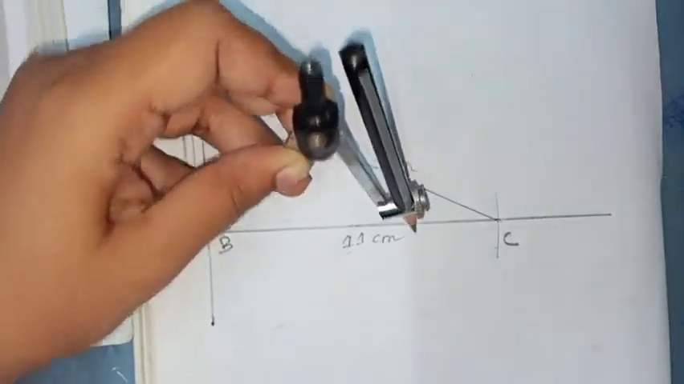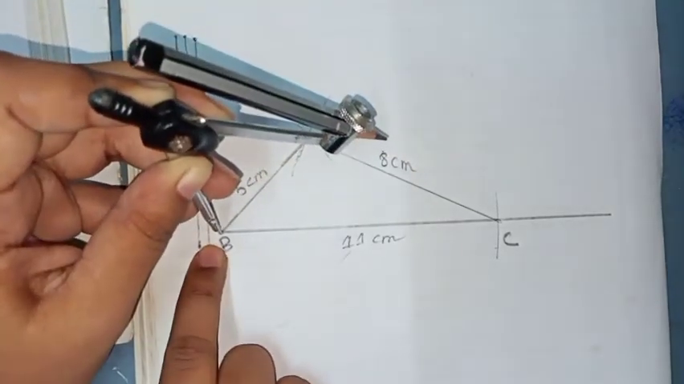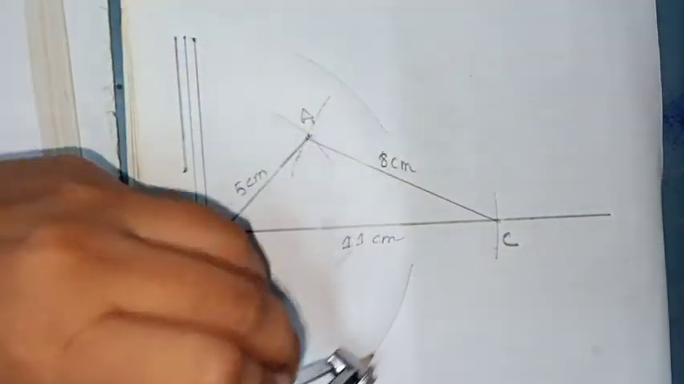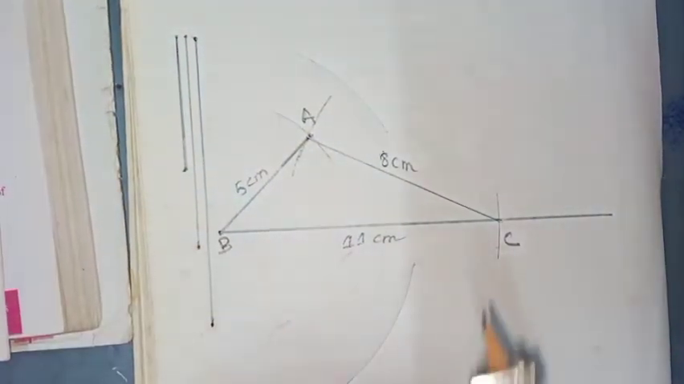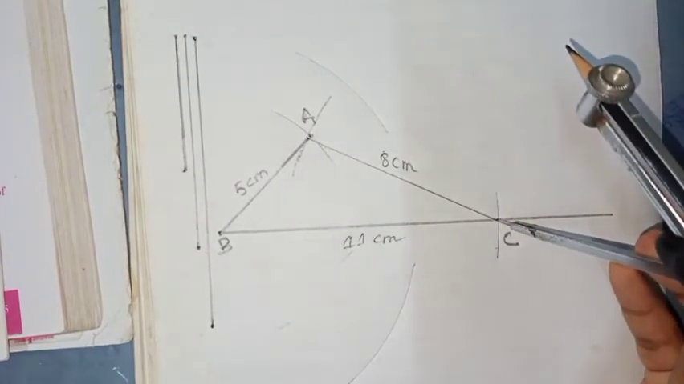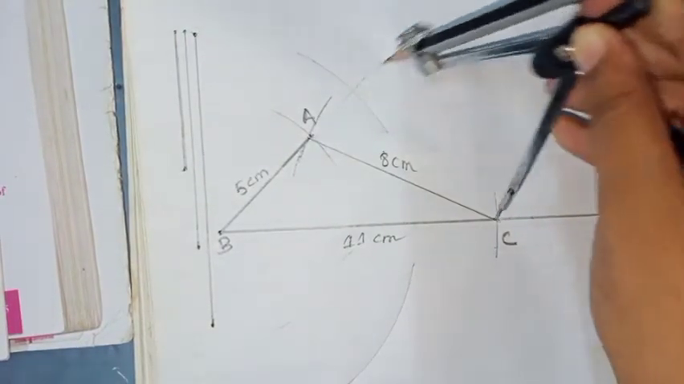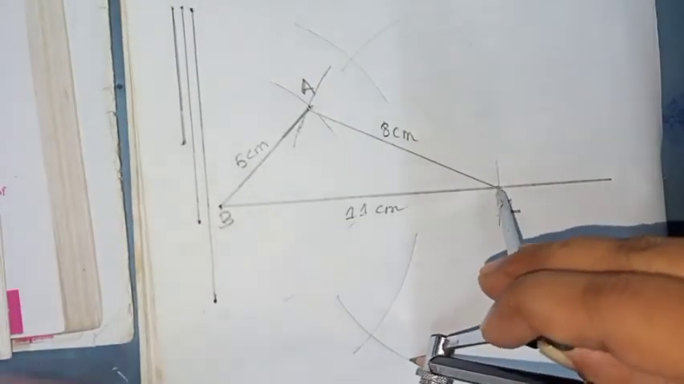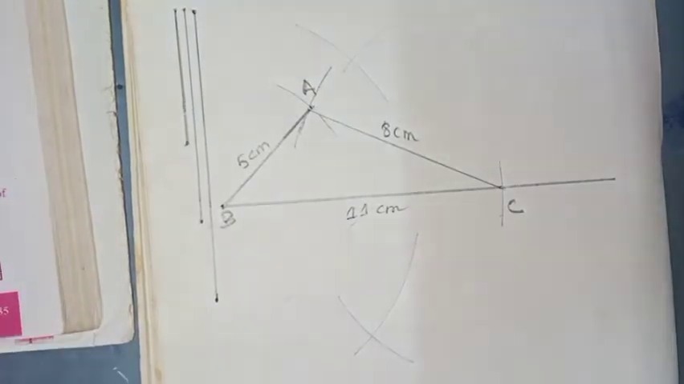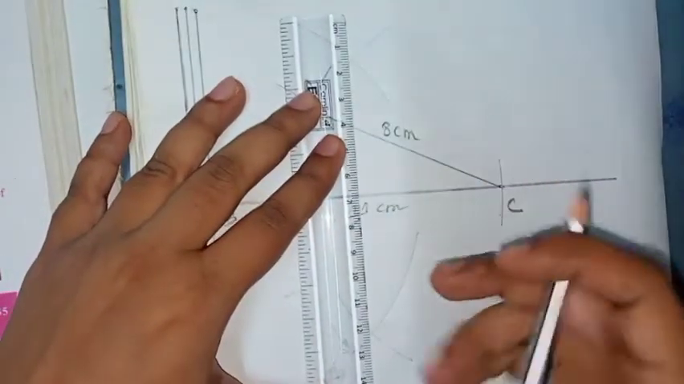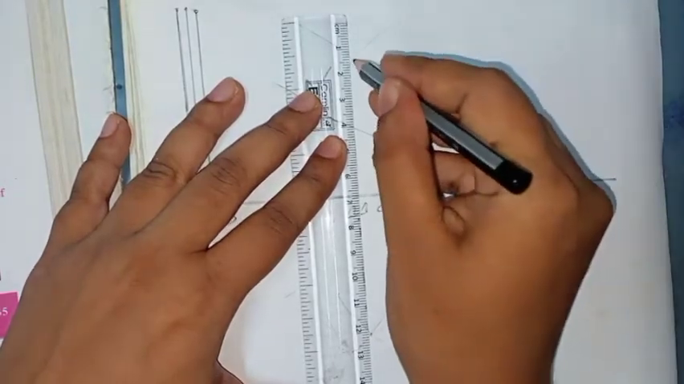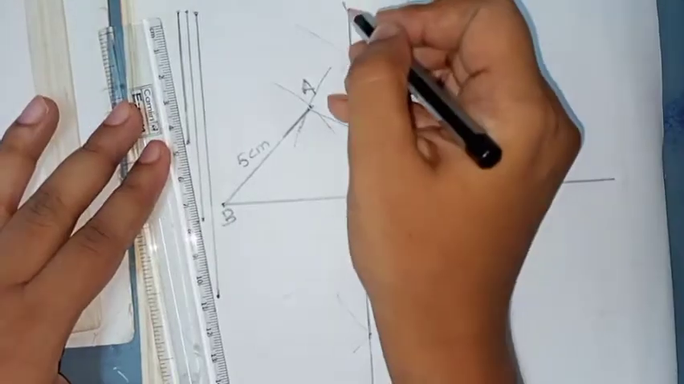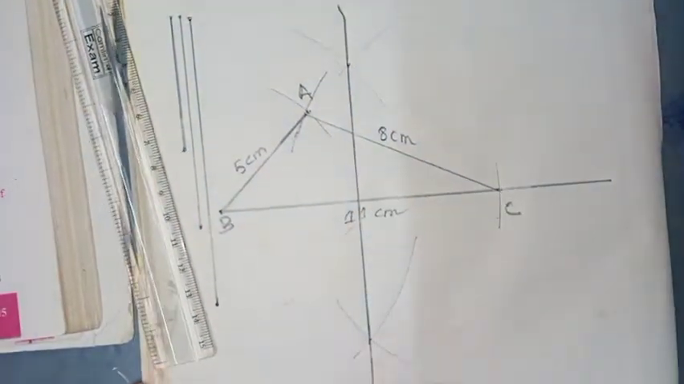Now I will keep my compass on point B and cut up and down. Same thing I will do here. I will keep my compass on point C and cut up and down. After this, I will draw the perpendicular. I will just join this point and this point of the perpendicular. Completed up to here. Understood?